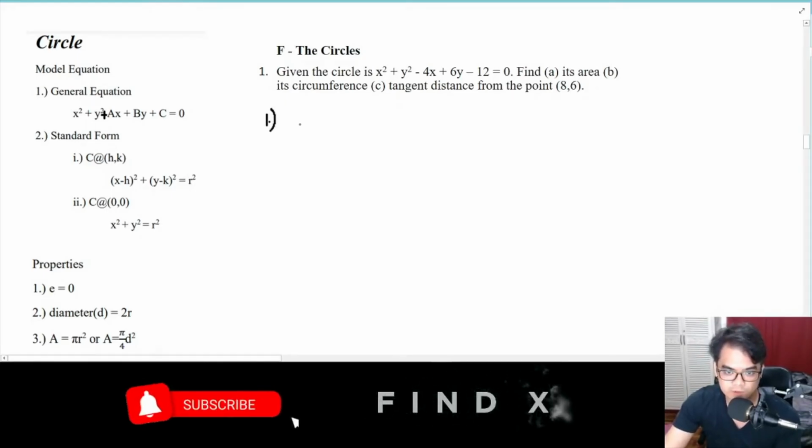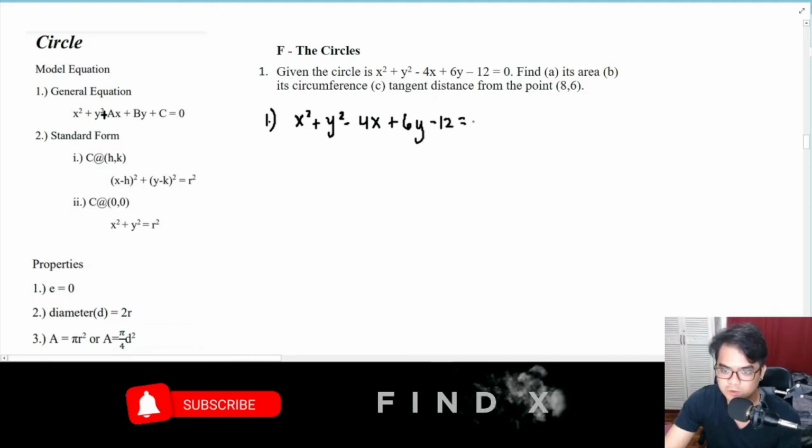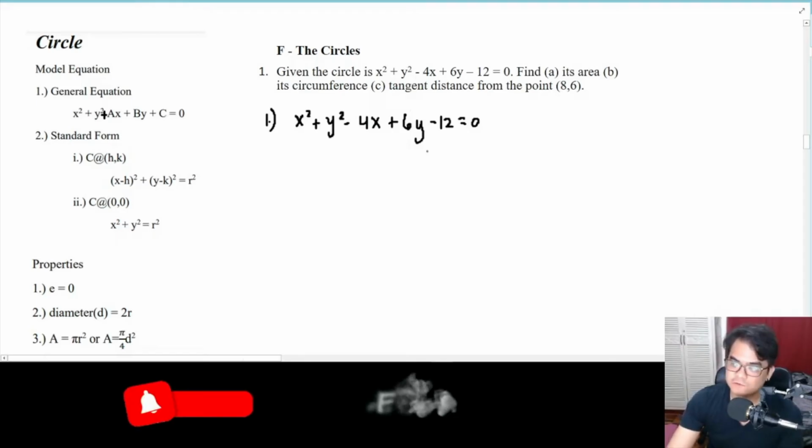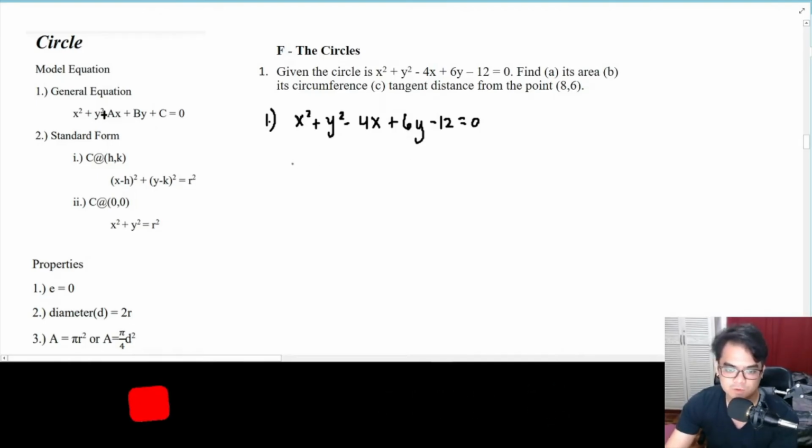So for number 1, we have the given circle x squared plus y squared minus 4x plus 6y minus 12 equal to 0. Find its area. To find its area, you have to find the radius first. And to find the radius, you have to reduce this into a standard form.